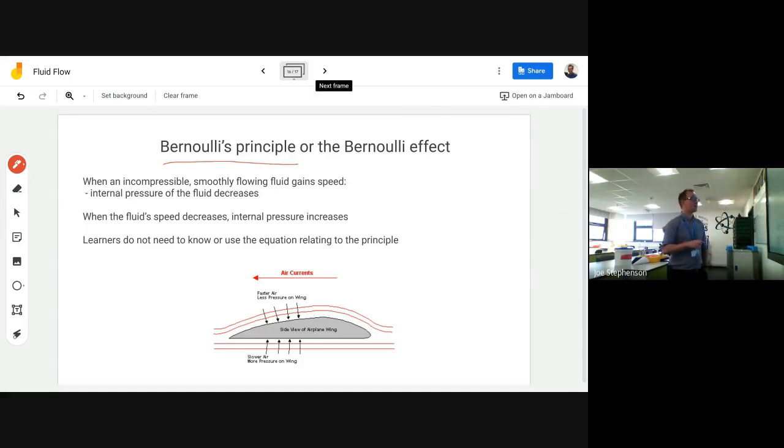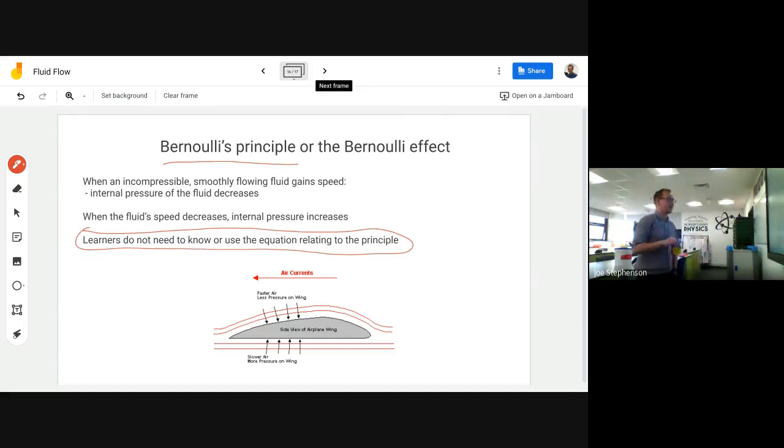Now, if you look up Bernoulli's principle on Google, you'll find a really nasty equation. Key thing to note, you do not need to know or use the equation relating to the principle. That's good news because it's horrible, it's really complex, and like I said, there is no maths involved today, it's just understanding principles. Now, Bernoulli's principle helps us to explain how an airplane wing essentially works, okay?